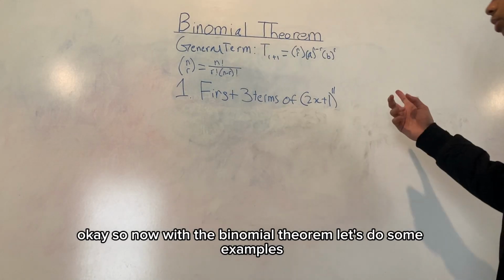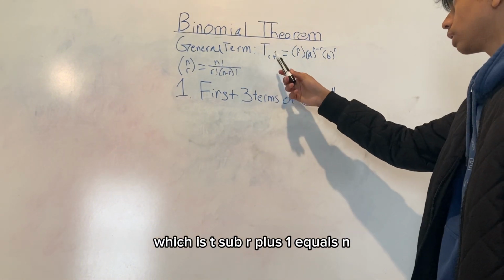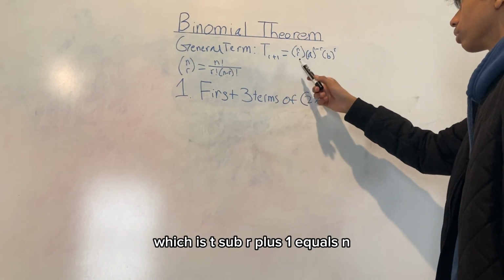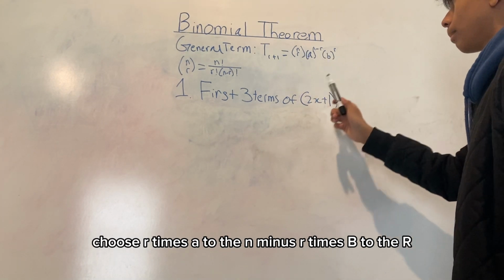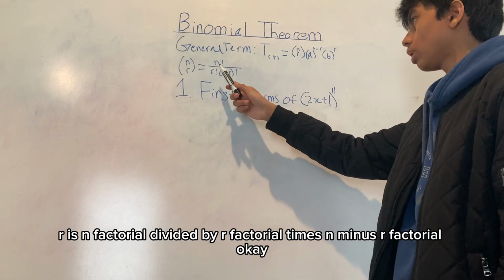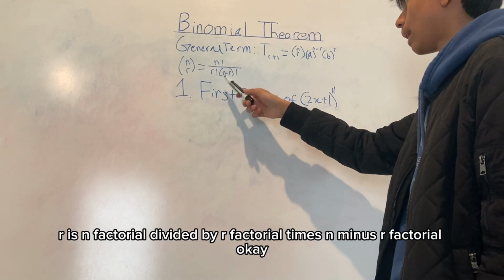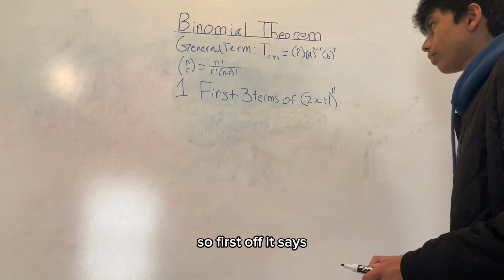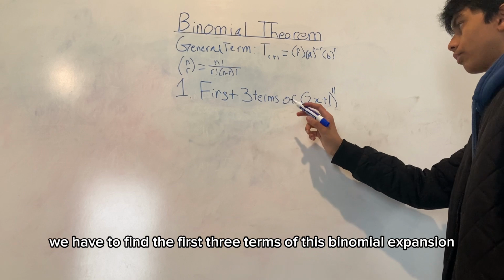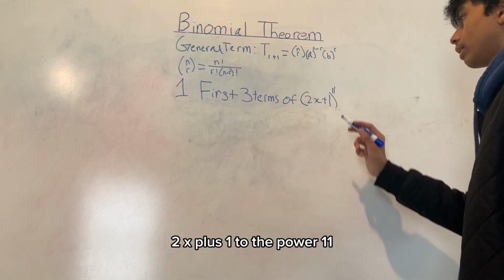Okay, so now with the binomial theorem, let's do some examples. I wrote down the general term here, which is T sub r plus 1 equals n choose r times a to the n minus r times b to the r, and the formula for n choose r is n factorial divided by r factorial times (n minus r) factorial. First, we have to find the first three terms of this binomial expansion, (2x + 1) to the power 11.